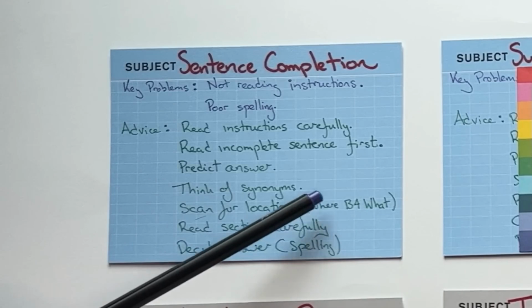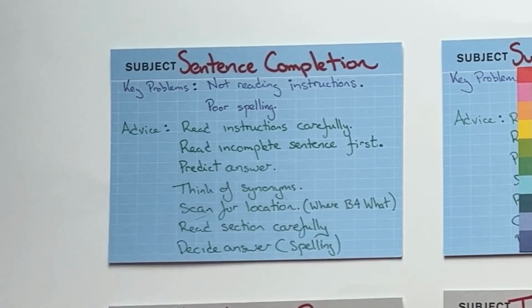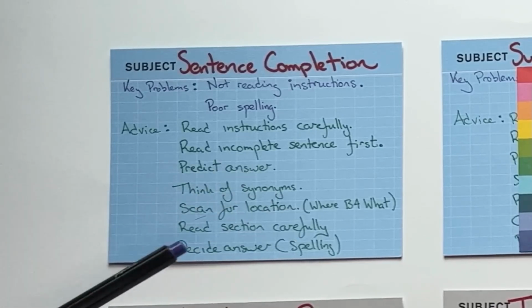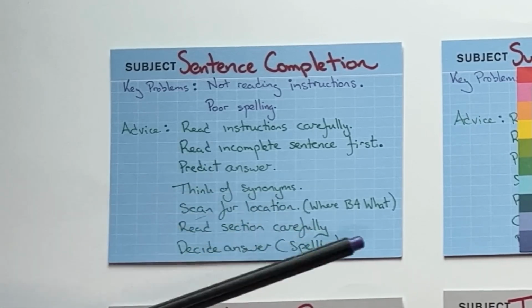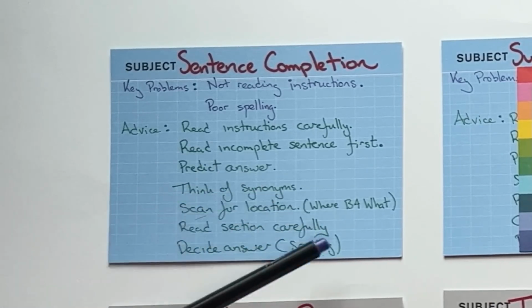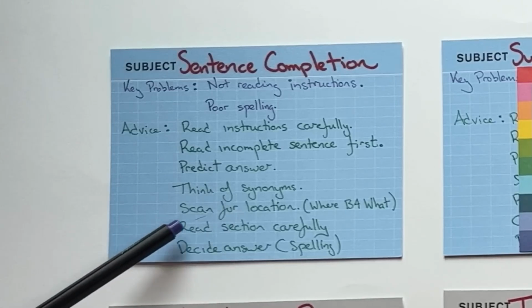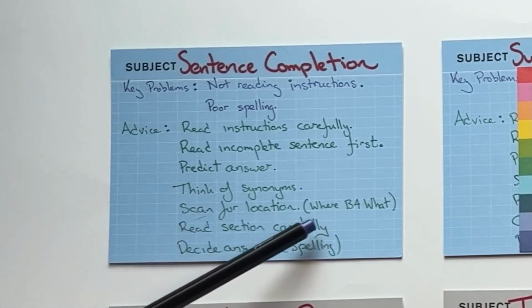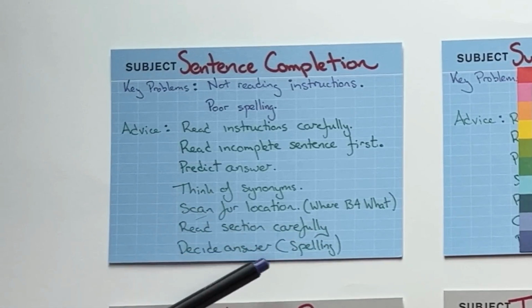There's a principle I want you to learn first, which is where before what. So during the reading test, you're going to be looking for where the answer is first before you think about what is the correct answer. So you're scanning for the correct location first. Where in the text is it? And then you're only going to read the section carefully, think about what the correct answer is, and decide the correct answer, but be very careful with your spelling.